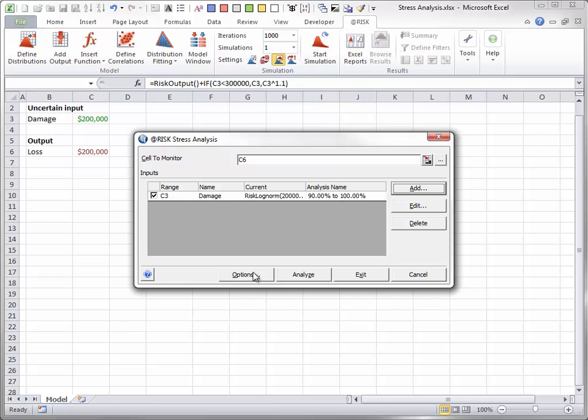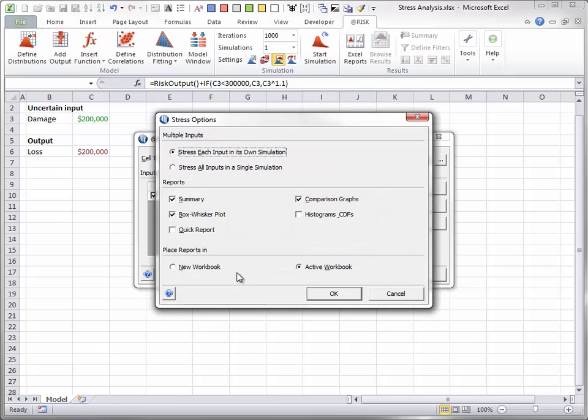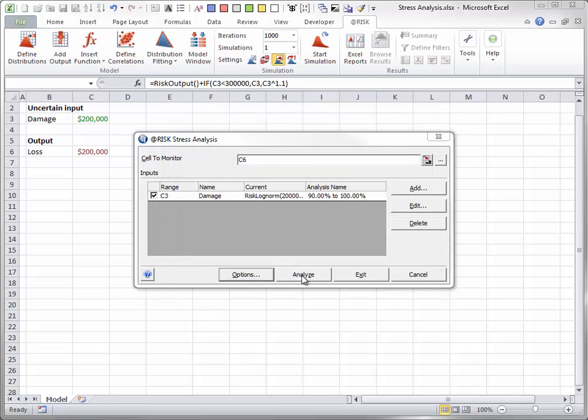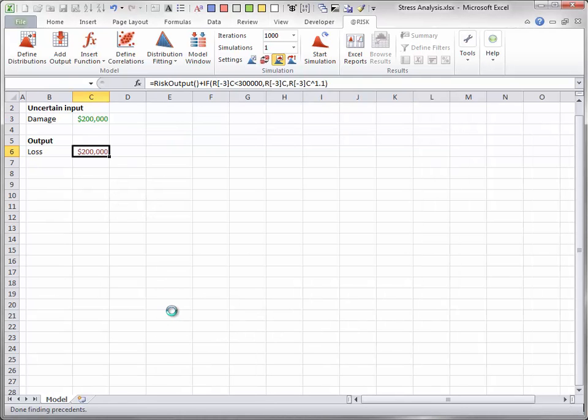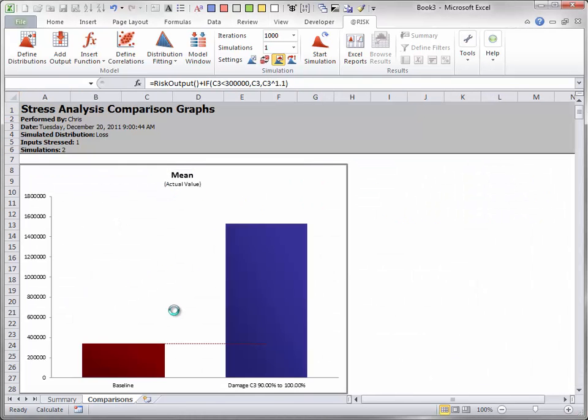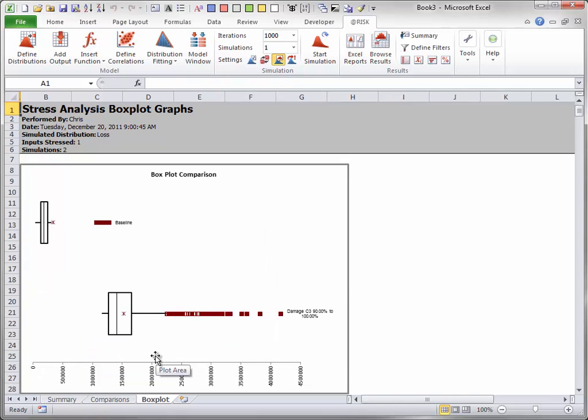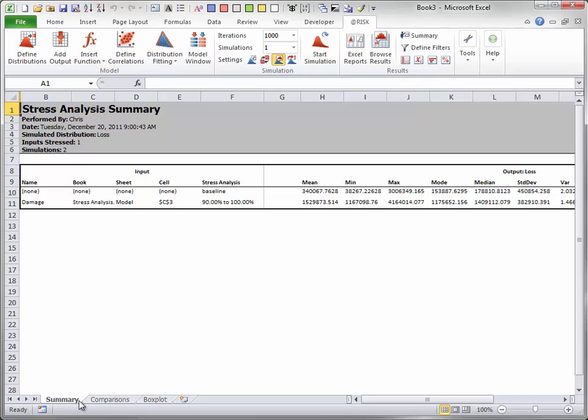The Stress Options dialog box contains various settings. I will ask for the checked charts and place results in a new workbook. Now I will click Analyze to find the conditional distribution of the large losses the insurance company faces. The results actually show a comparison between the baseline distribution of the loss with no insurance policy and the conditional distribution of the loss faced by the insurance company. You can see this numerically in the summary sheet or in the two chart sheets.